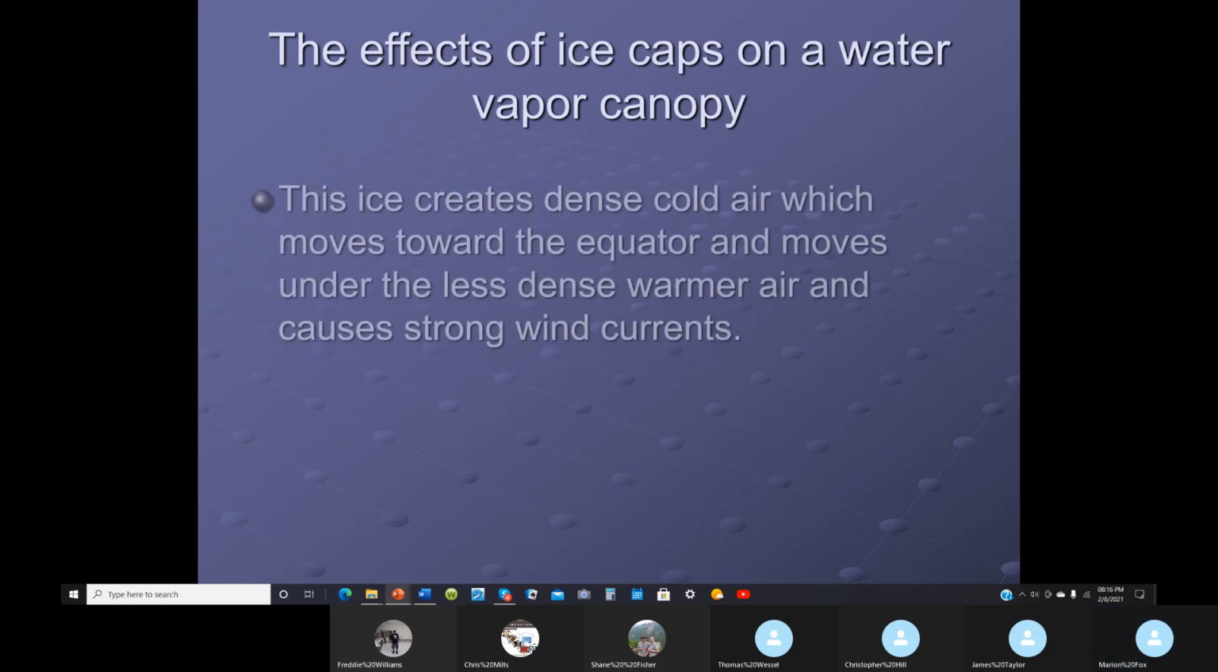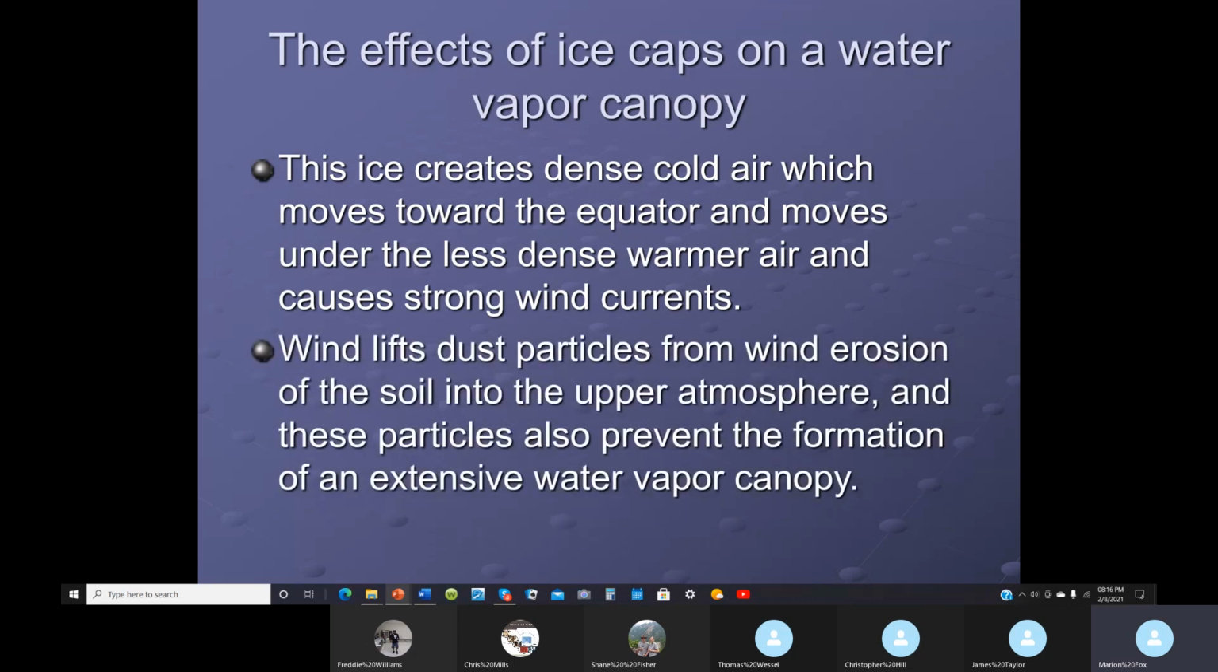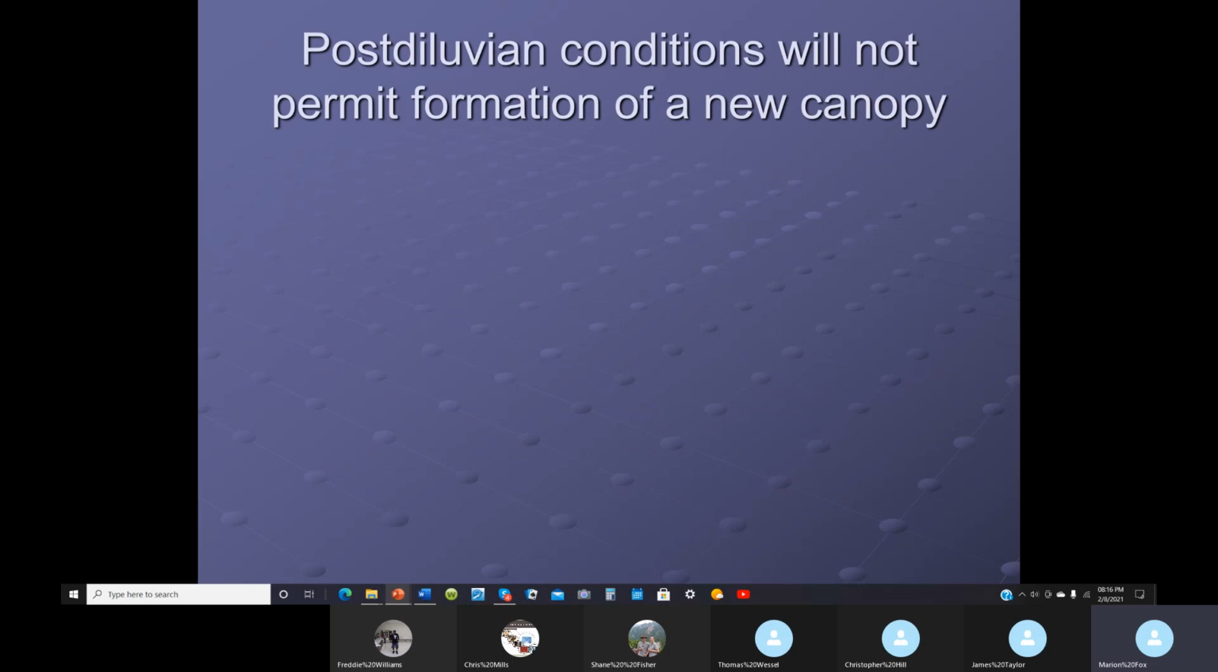This ice creates dense cold air, which moves toward the equator and moves under the less dense, warmer air and causes strong wind currents. Wind lifts dust particles from wind erosion of the soil into the upper atmosphere. These particles also prevent the formation of an excessive water vapor canopy. We have a bunch of things that keep it from forming a new canopy. It can't happen again. It won't go back to what it was.